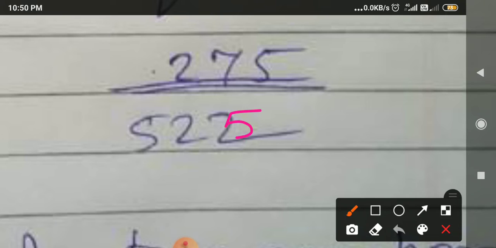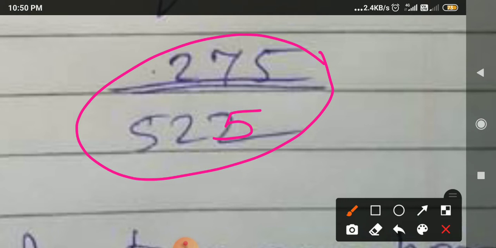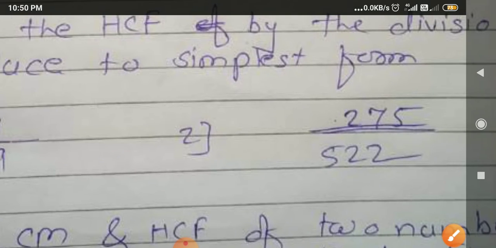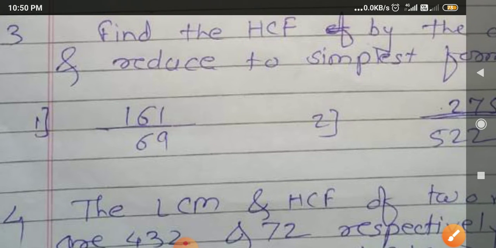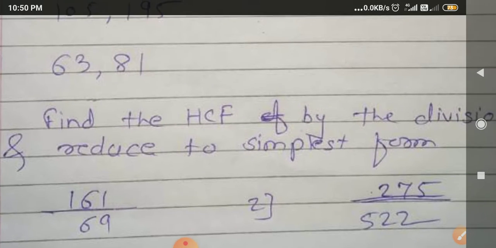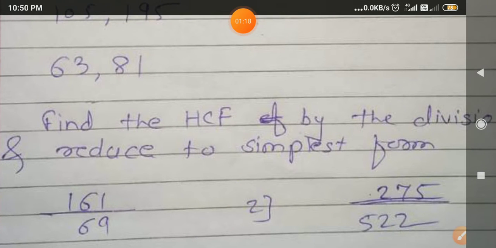So here 5 is there, 525 is there. We are going to solve this example, 225, using this number only. So let us solve question number one, that is 161 divided by 69. We have to find its HCF.